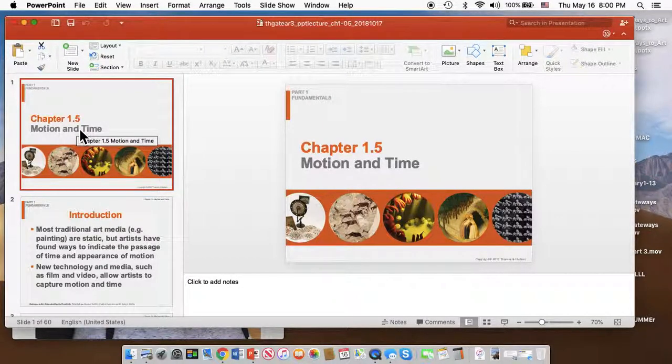1.5, motion and time. I don't know why these aren't just chapter 5 or what have you, but anyway, it's the first segment, which is all the elements and principles for the most part. Okay, so this is part 1, chapter 1.5.